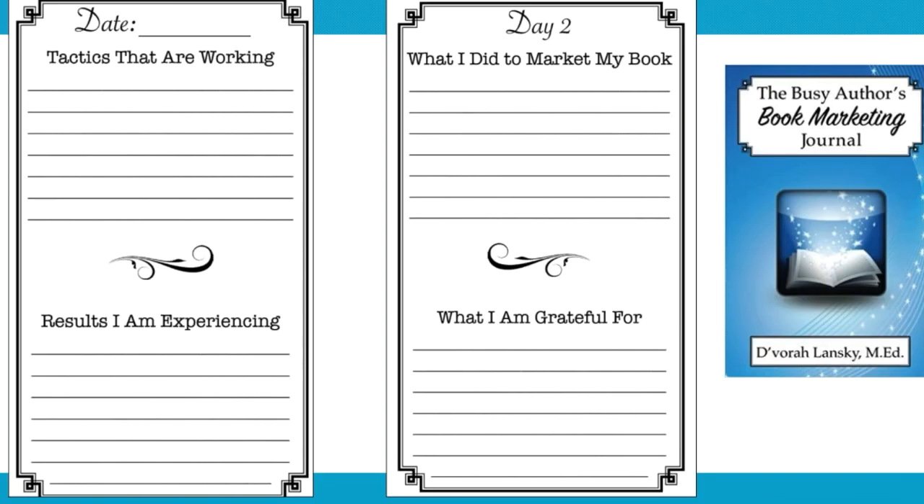And then here are the journal pages. This is from the Book Marketing Journal. I showed you an example of a different journal earlier. This one has different writing prompts: tactics that are working, results I am experiencing, what I did to market my book today. Well, it doesn't say today because I didn't have room and I want it to be on one line. So I said what I did to market my book, and then what I am grateful for.